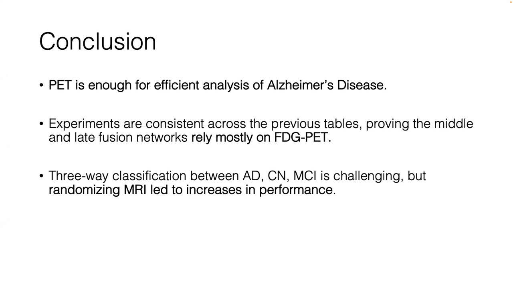We saw previously that we had similar accuracy scores when looking at PET only versus late fusion. We also see that experiments are consistent across the previous two tables, showing those experiments proving that middle and late fusion networks rely mostly on PET again. And then we also see that, interesting enough, the three-way classification between the Alzheimer's, the control group, and the mild cognitive impairment group is challenging, but randomizing the MRI led to increases in performance.